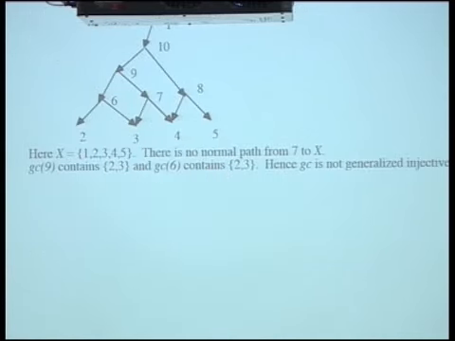Let's look at an example where it's not normal. This has one failure of normality. From 7, there is no normal path from 7 to X. But you can check that it's not generalized injective, because from 9, you could get to 2 and 3 as a pattern, but also from 6, you can get to 2 and 3 as a pattern. So this one isn't good. If you saw a character exactly at 2 and 3, you couldn't tell where it originated.